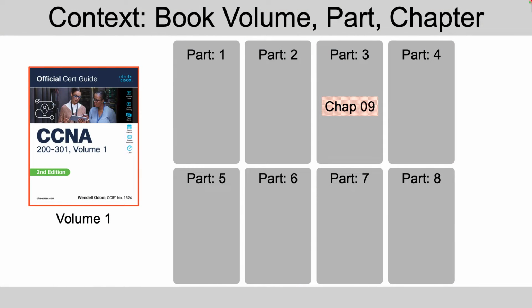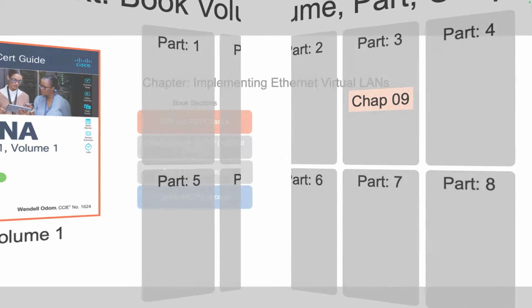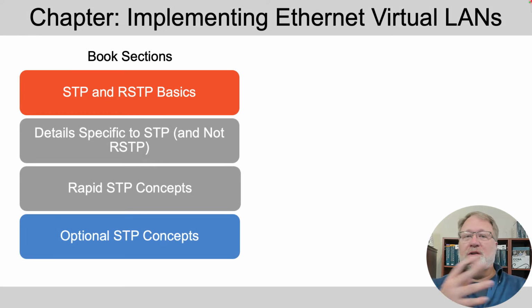So this video tracks to the content in the Volume 1 Official Cert Guide, in particular Volume 1, Part 3, Chapter 9. That's Chapter 9 in both the old Edition 1 and the new Edition 2 that came out in 2024. And in that chapter, in Edition 2, you'll see 4 headings that you see on the left. By the way, the 4th heading at the bottom there is a new 4th major heading versus the Edition 1 book. Anyway, we're focused on that first heading, STP and RSTP Basics, Spanning Tree Protocol and Rapid Spanning Tree Protocol Basics.